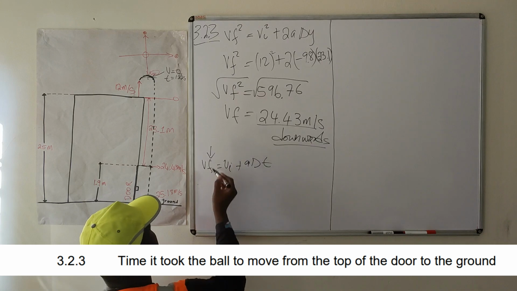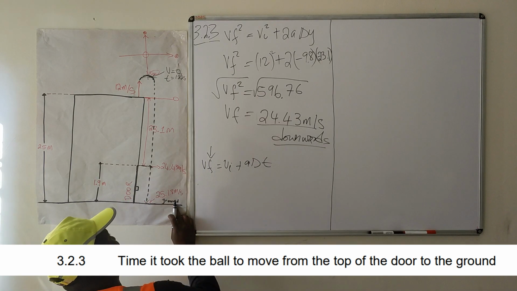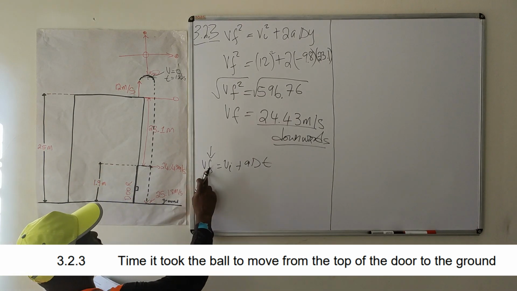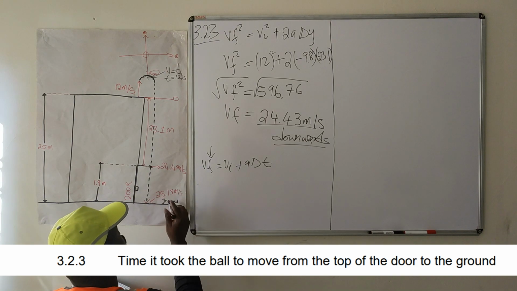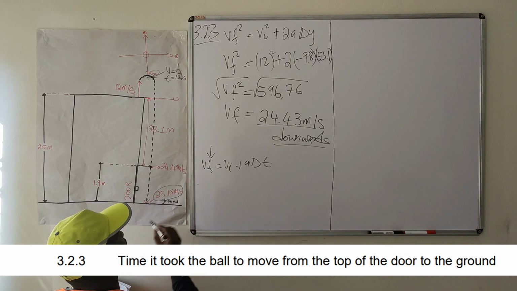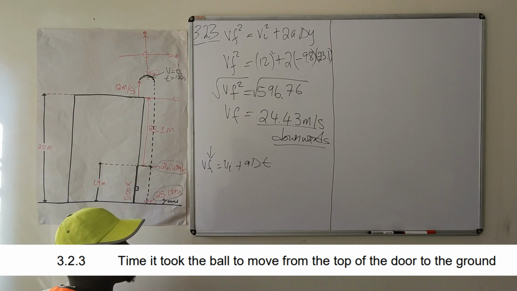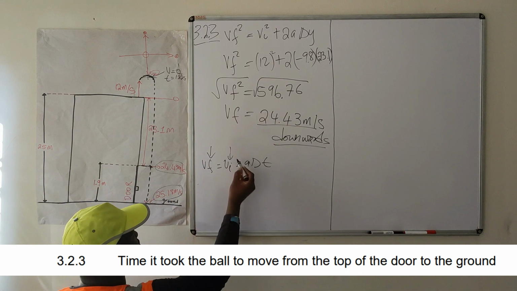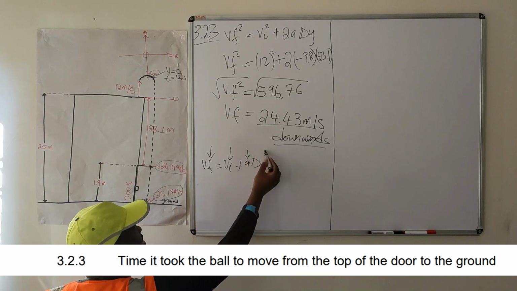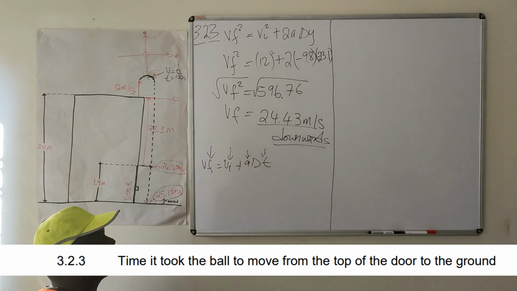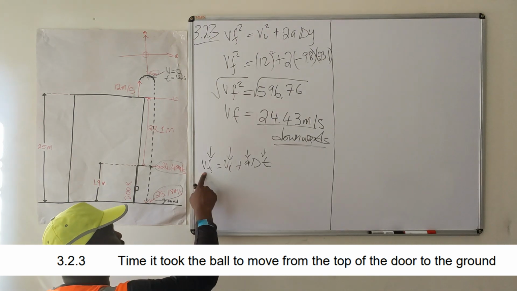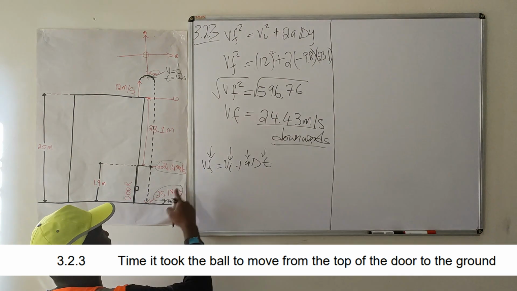This is your final velocity, and your final velocity will be your velocity at the ground. Vf will be the final velocity at the ground. Your initial velocity, you take this as your initial velocity because this is where you are starting now. This is the gravitational acceleration, and this will be your time that you are asked to find.